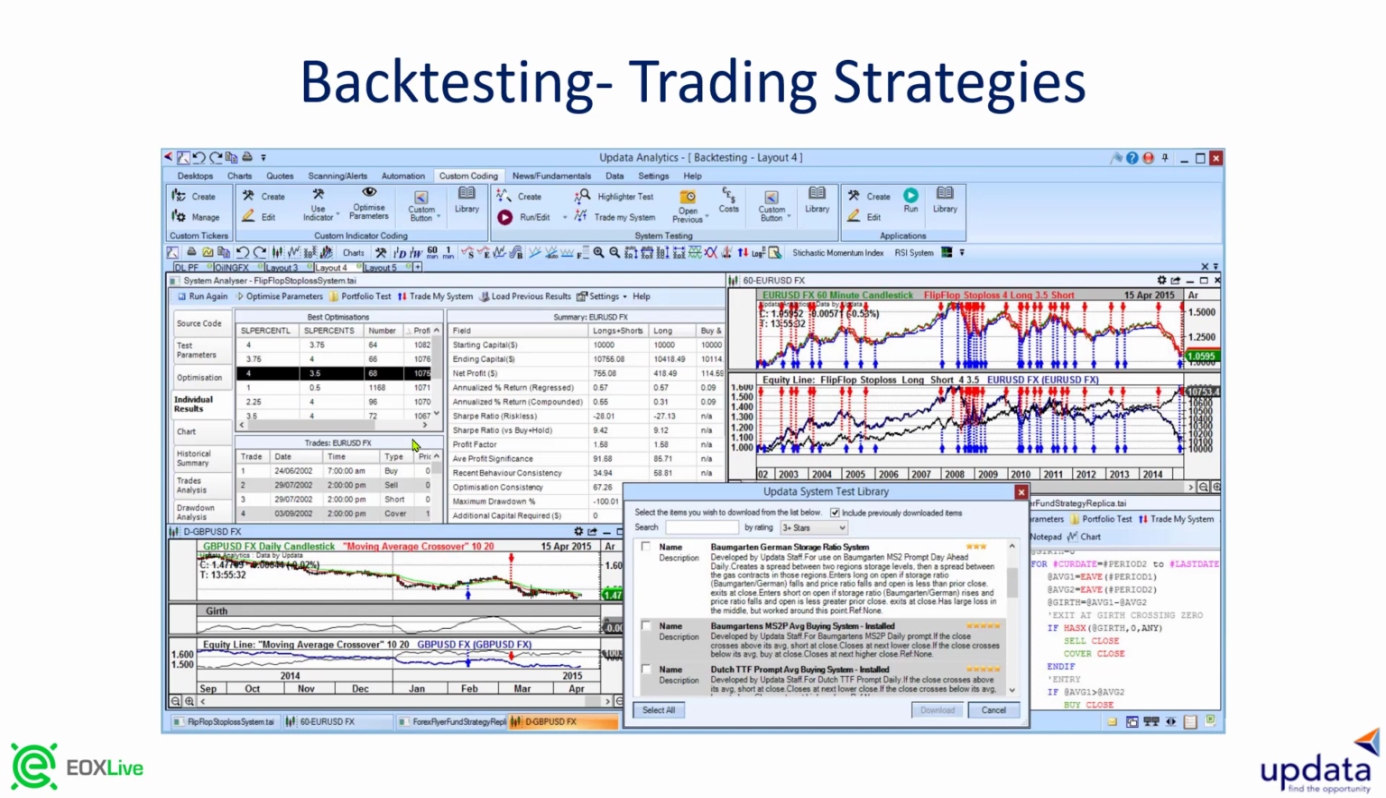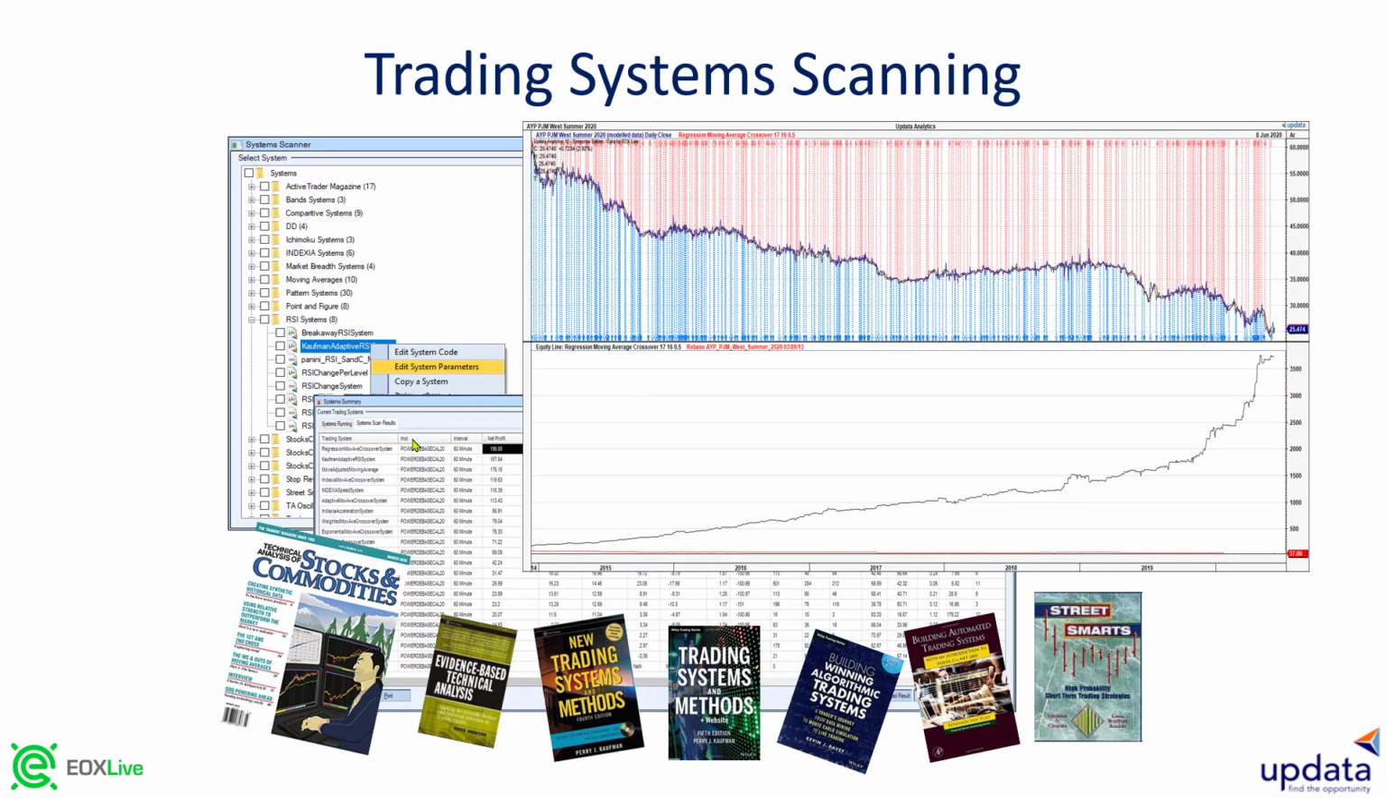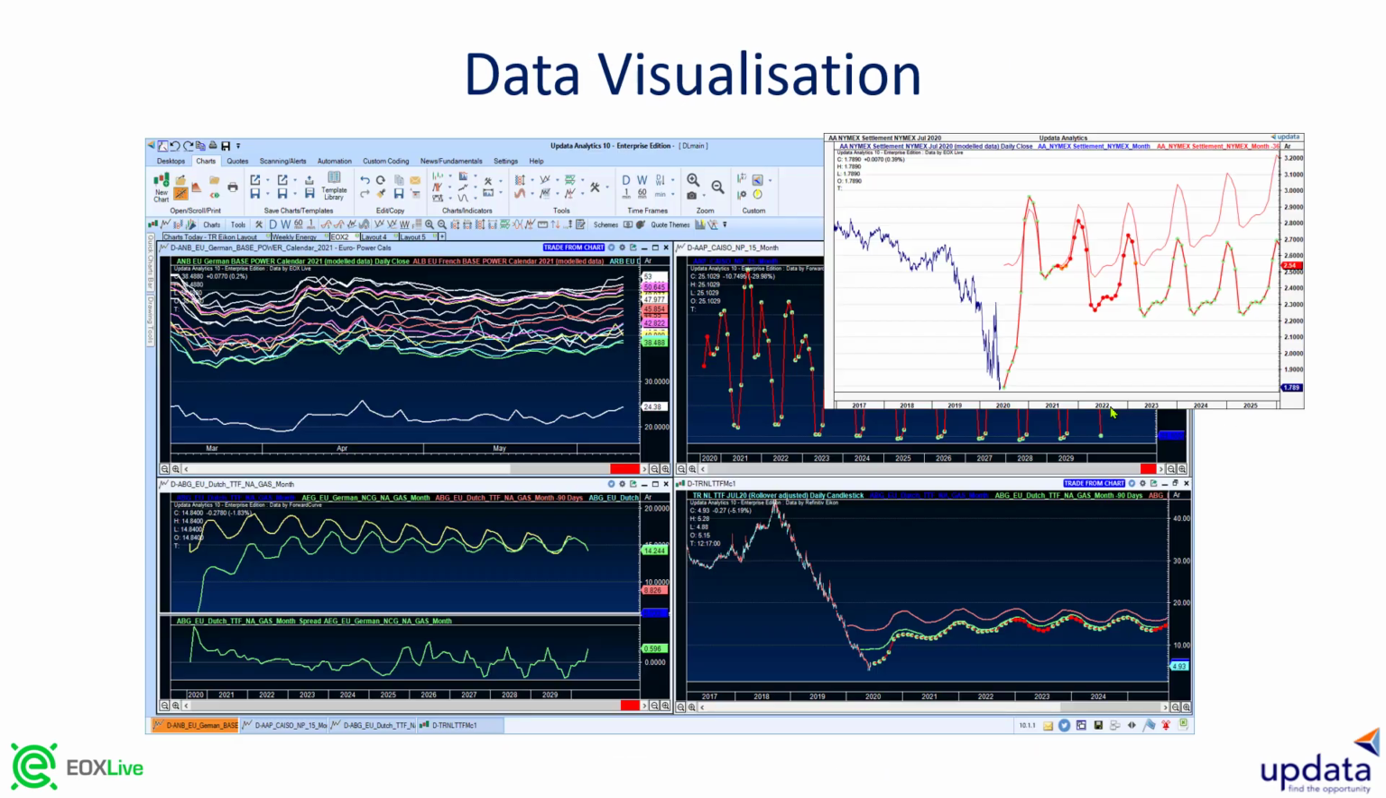And then backtesting and trading strategies, so this is a new area as well, and even on the model data that can be pretty interesting. This is a trading system, for example. You can scan over 1,000 different pre-written trading systems in Updata, and this is one on PJM Power West, one of the data sets off EOX. So again, just the ability to run backtests on this model data is really valuable.